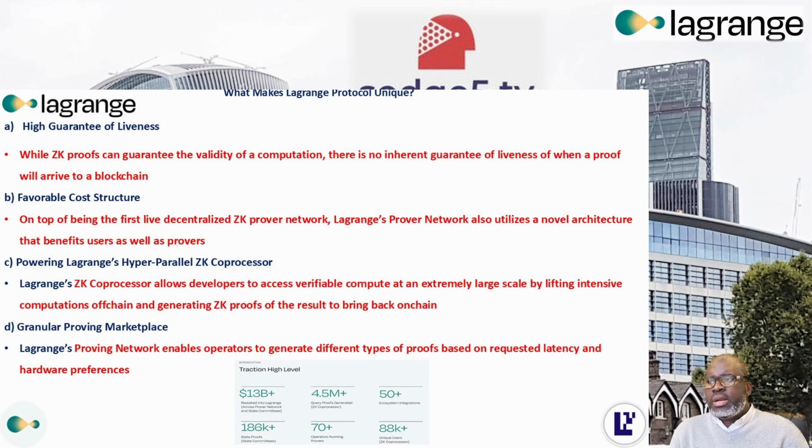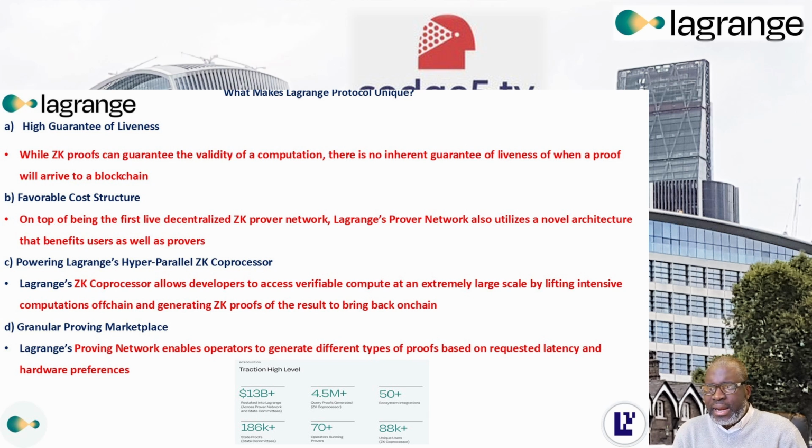The next reason why Lagrange's Prover network is unique is around its favorable cost structure. On top of being the first live decentralized ZK Prover network, Lagrange's Prover network also utilizes a novel architecture that benefits users. For example, applications and developers using the generated proofs as well as provers, that is those that are running computations to generate proofs. By deploying on Eigenlayer's low cost of capital environment with restaked ETH, users are required to pay less for liveness than alternative staking sources. The next reason why Lagrange's Prover network is unique is around its hyper-parallel ZK core processor.